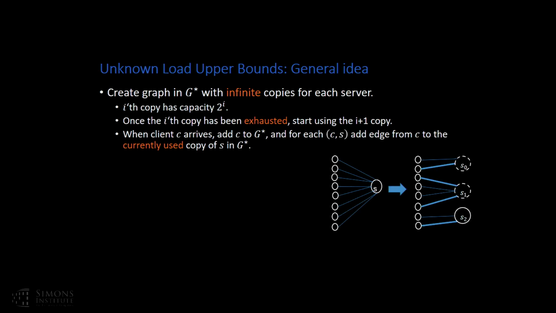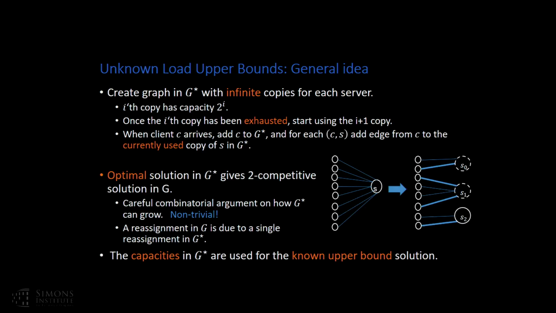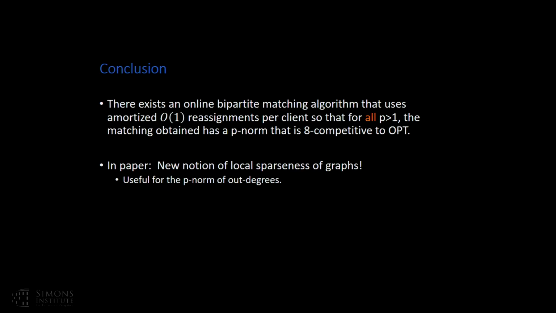So when a new client C arrives, we're going to add C to this graph, but only add an edge to the last copy, the copy that's being used. And by doing this and using some combinatorial arguments, which are non-trivial, we can show that a solution over here gives a 2-competitive solution over here. And this solution now has capacities that are known because we defined these capacities, so we can use the known case to solve this case over here. And if you put everything together, then we get a competitive algorithm for opt. And in the paper, there are also some nice ideas of local sparseness notions for graphs, which I would be happy to speak about with anyone who's interested later on. Thank you.